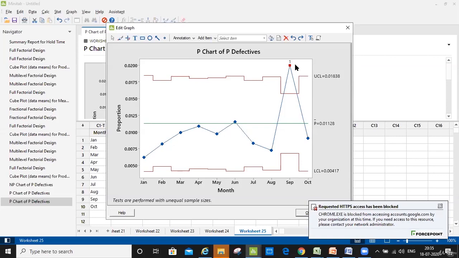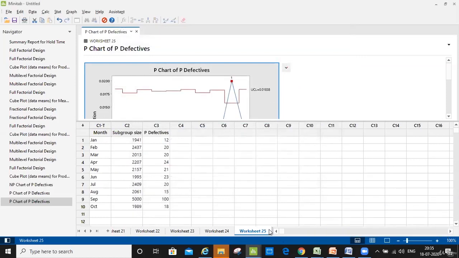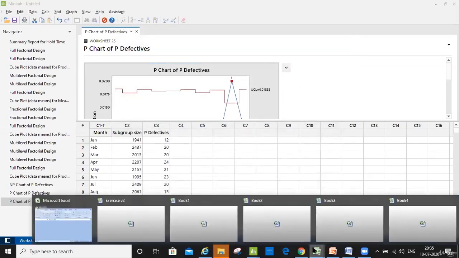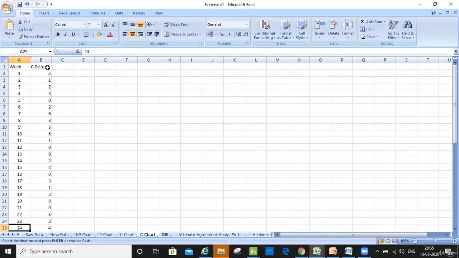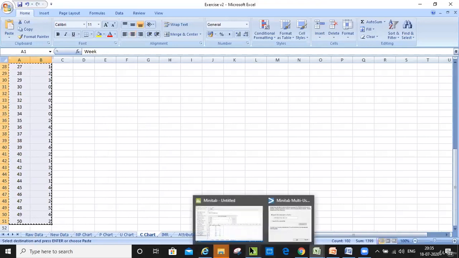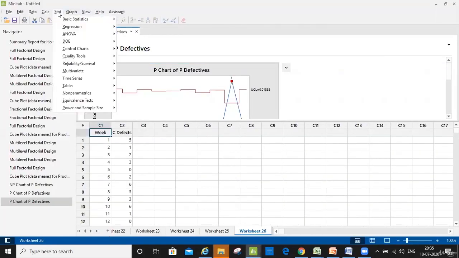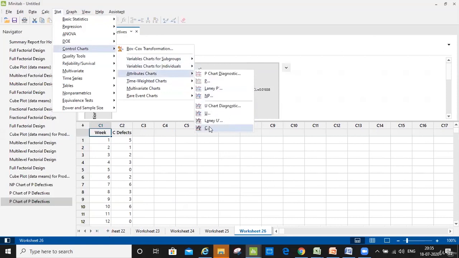So this is an example of a P chart that we have done. Now let's do the C chart. A C chart is to be done when it is defects, okay, and my subgroup size is constant. So I have data for 50 weeks. I put it in Minitab. I go to Stats, Control Charts, Attribute Charts, and I click on the C chart.